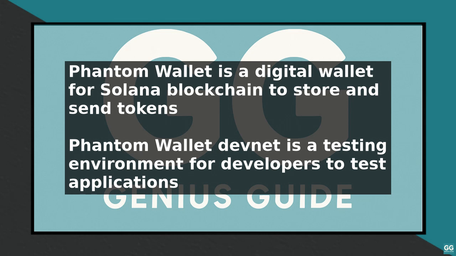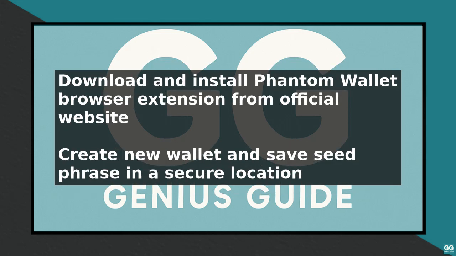To get started, you need to download and install the Phantom Wallet browser extension from the official Phantom Wallet website. Once installed, click on the Phantom Wallet icon in your browser toolbar and select Create New Wallet. Follow the prompts to create a new wallet, making sure to save your seed phrase in a secure location.